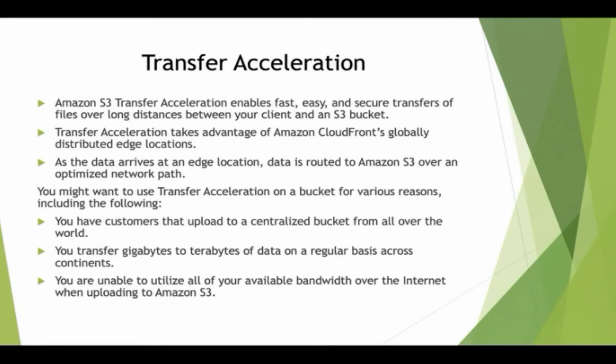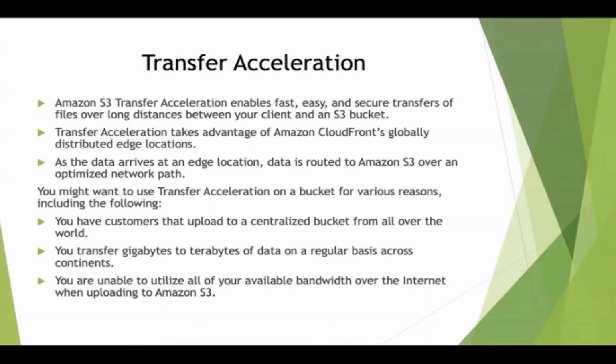So the third property that we are going to look at today is called transfer acceleration. S3 transfer acceleration enables fast, easy, and secure transfers of files over long distances between your client and an S3 bucket. Transfer acceleration takes advantage of Amazon CloudFront's globally distributed edge locations. When we looked at AWS's global infrastructure, we looked at edge locations, which were used for caching purposes. There were around 187 edge locations in the entire world that Amazon has set up. So transfer acceleration utilizes edge locations in the background.